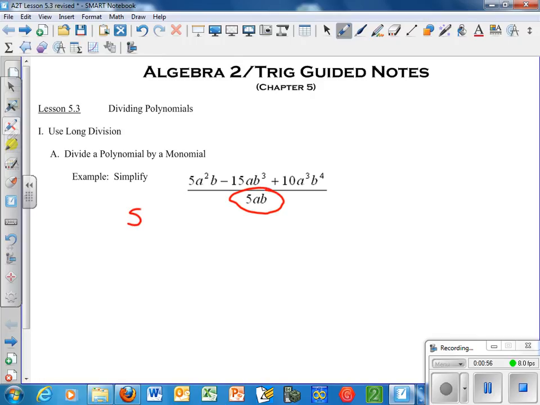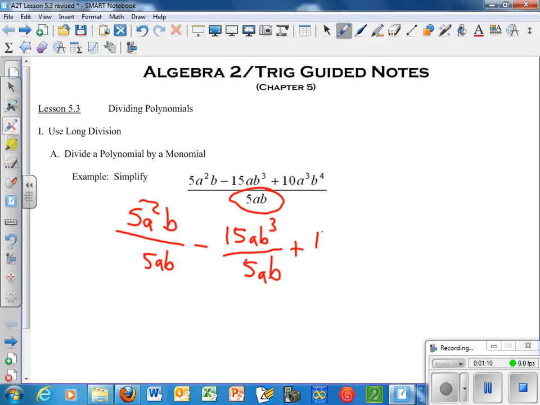So you're going to have 5a squared b divided by 5ab minus 15ab cubed divided by 5ab plus 10a cubed b to the fourth divided by 5ab. Okay, and now you simplify each term.